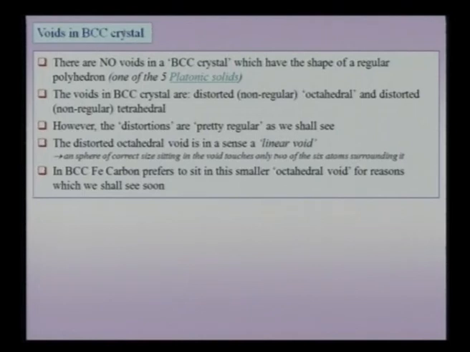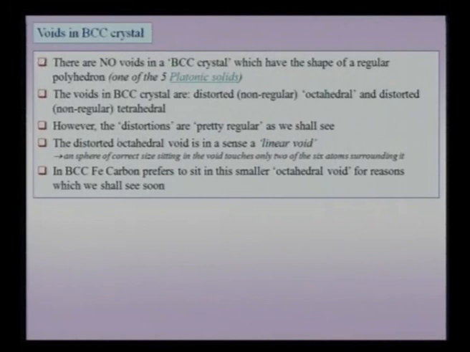So let us look at the voids in a BCC crystal, and as we had pointed out, there are no regular shaped voids. In other words, the voids which are present in the BCC crystal are not one of the 5 platonic solids. As we shall see, you can call them distorted, or I would prefer the word non-regular octahedral and non-regular tetrahedral voids which are present in the BCC crystal. And I would rather use the word non-regular rather than irregular or distorted, because we shall see there is some symmetry to these non-regular tetrahedron and the octahedron as well.